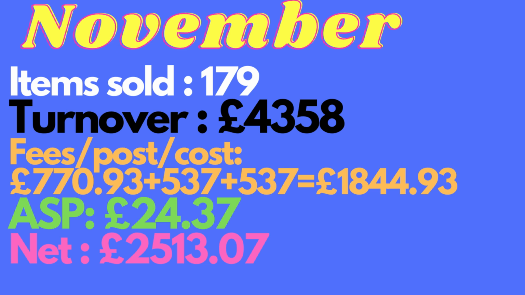It was my best month of the entire year so far, and I sold 179 items. Turnover was £4,358. But it's the ASP which really interests me, because I sold so many high-value items on average that it jumped my ASP up to £24.37, which is a stark difference to what December has, which you'll see in a minute. My guesstimate net profit was £2,513.